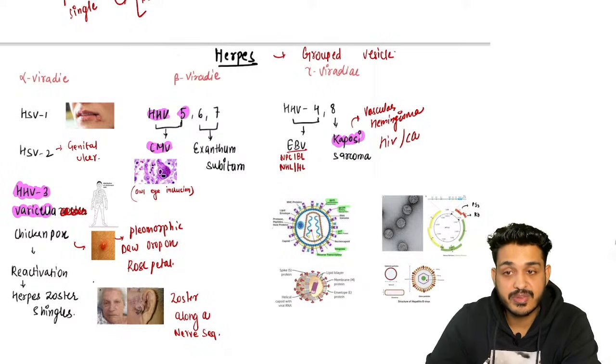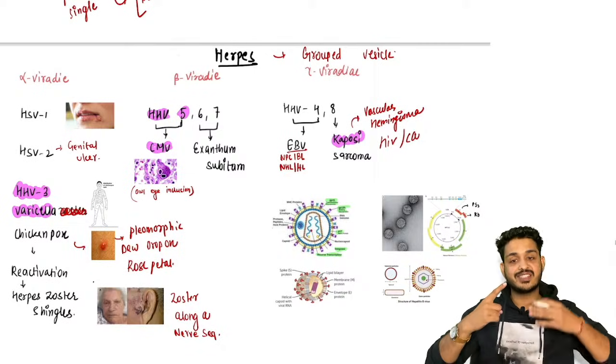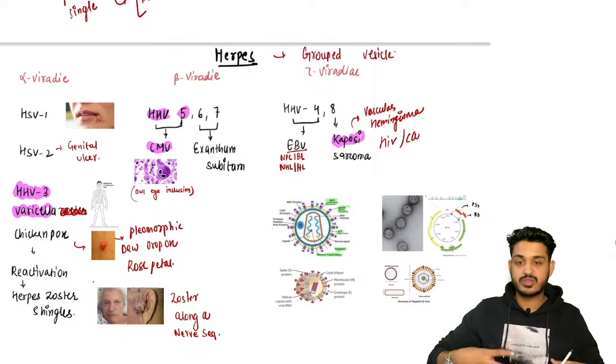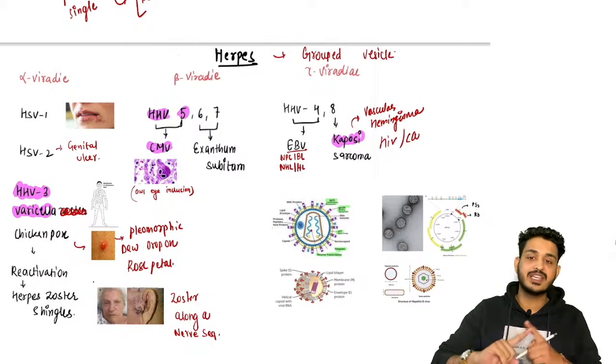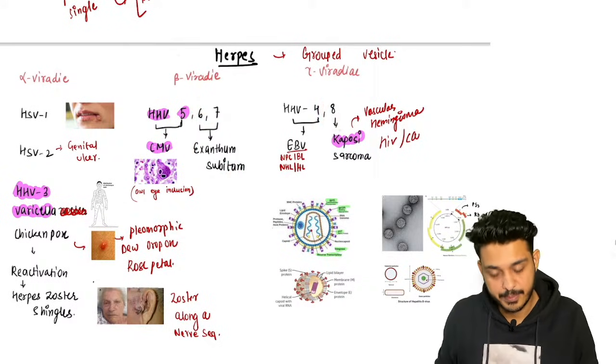So in the HHV family, herpes family, you have got 8 members. HHV1 is above the waist, HHV2 is going to be below the waist, HHV3 is going to be what? That is going to be chickenpox, 4 is going to be Epstein-Barr virus, 5th is going to be CMV, 6, 7 is exanthum subitum, and 8 is going to be Kaposi sarcoma, right?